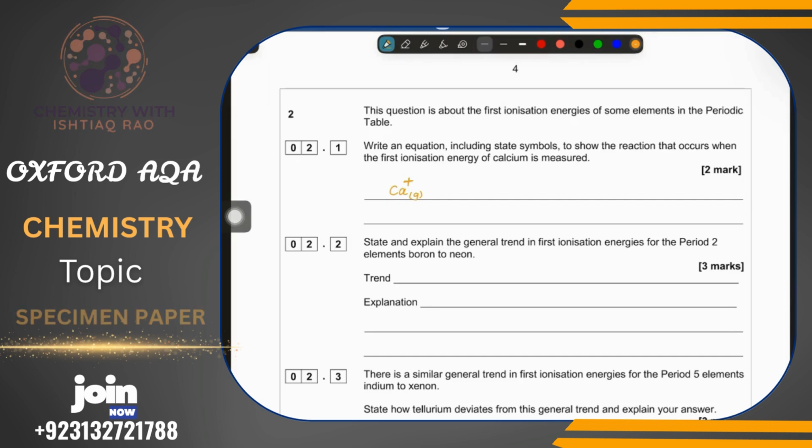And this one, you're going to draw an arrow. Why? They're asking about the first ionization energy. Initially, the element is not supposed to have any charge. After it loses an electron, you're going to write the electron. Arrow, electron plus calcium plus, sorry, not minus, plus. And gas.